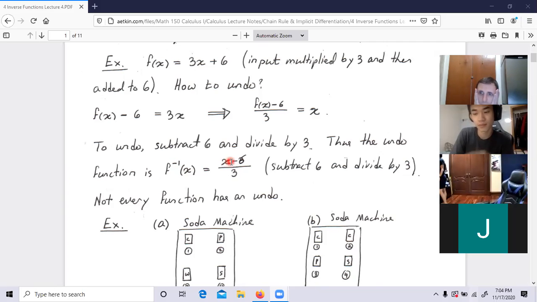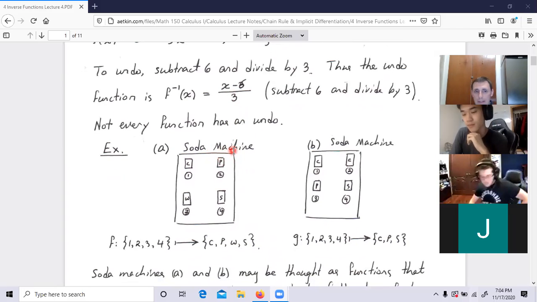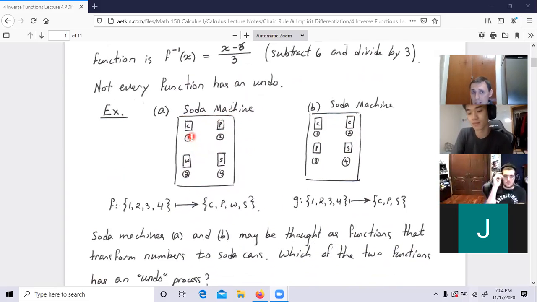Not every function has an undo. So let's consider this situation. So we have a soda machine. And what is a soda machine really, right?